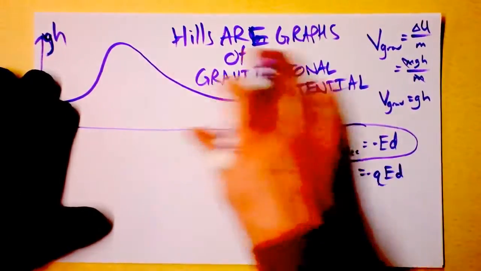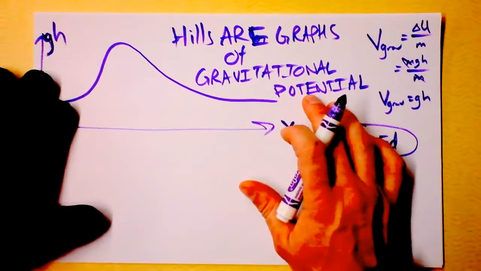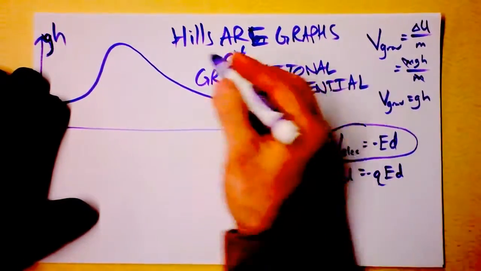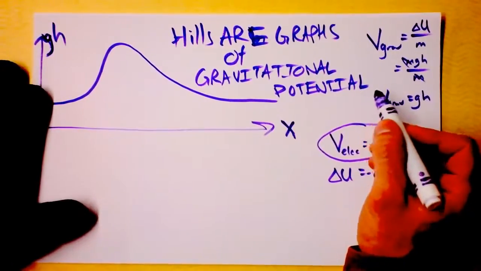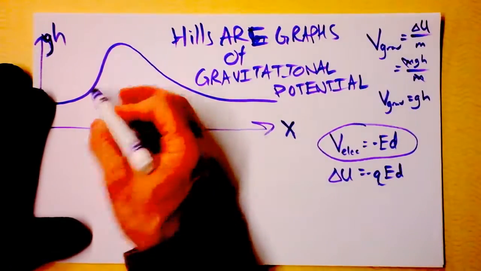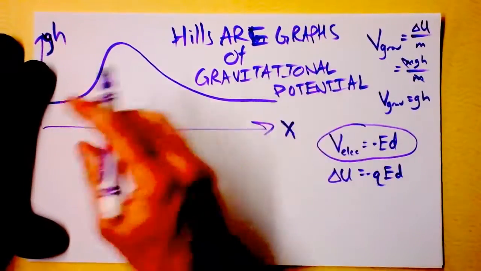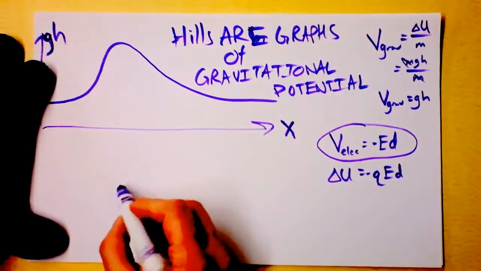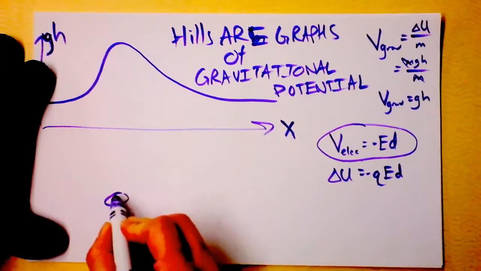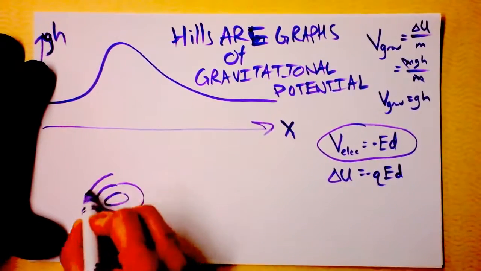Okay, so if you believe that hills are graphs of gravitational potential energy, hills are graphs of gravitational potential in this case, then I could show you a topographical map for this same hill. Let's say that Newton comes and he does some surveying, and he finds that this hill has a particular graph that looks like this.